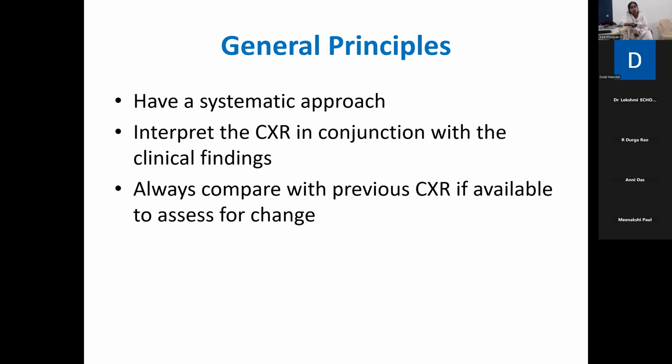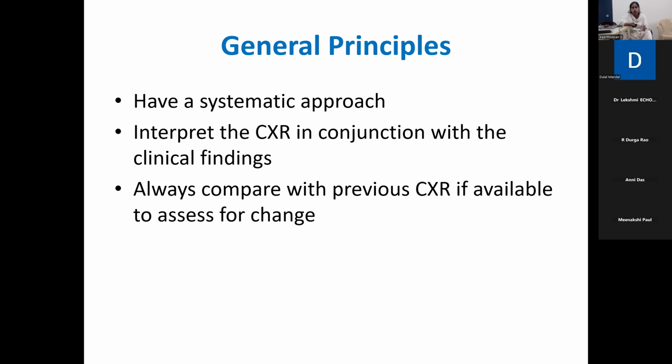You always have to start with the history, then examine the patient and get the clinical findings, and only then pick up the X-ray and start interpreting it. Whatever findings you have got, try to correlate them with what you see on the X-ray. That is the correct way to do it. Not just take an X-ray and say this is that, this is this. You will always miss some important findings if you go that way.